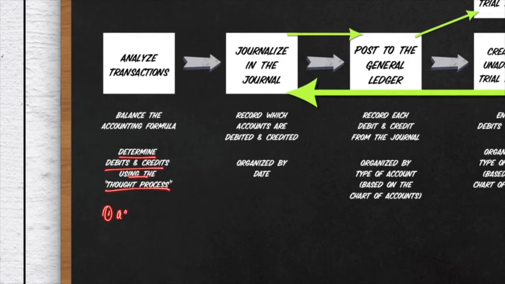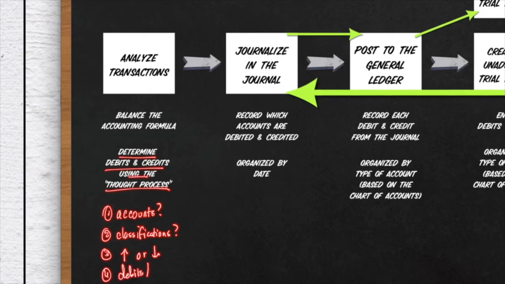Secondly, you want to determine debits and credits using the thought process. Remember that the thought process is what accounts are affected, what are the classifications of those accounts, if they are increasing or decreasing, and finally, are those accounts being debited or credited? This is an important part of the analysis because the accounts being debited or credited is needed so we are able to journalize in the journal.